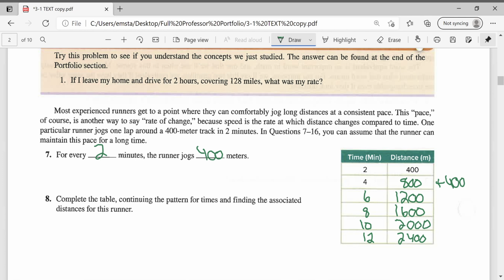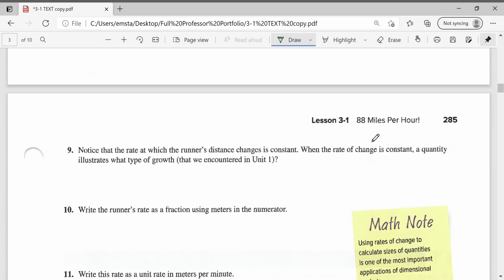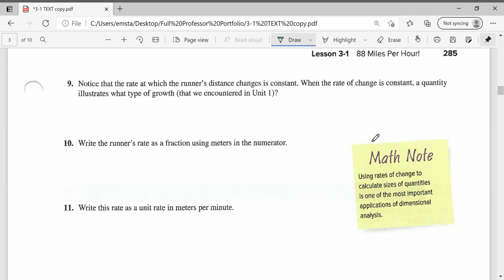Now that we've filled in a chart, we can answer some questions about it. Turning to page 285, top of the page, it says, notice that the rate at which the runner's distance changes is constant. When the rate of change is constant, this quantity illustrates what type of growth? We dealt with this in Unit 1.